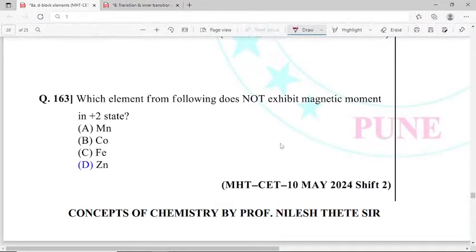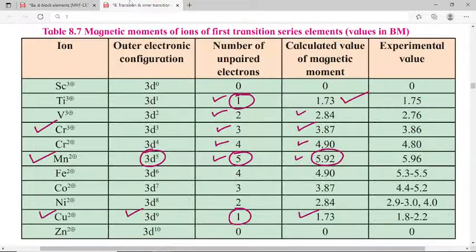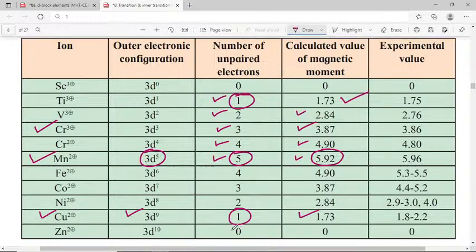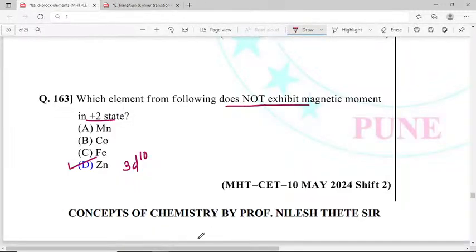Which element from the following does not exhibit a magnetic moment for plus 2? Zinc. Zinc has 3d10 4s2, so there is no unpaired electron and no magnetic moment. 0 unpaired electrons, 0 Bohr magneton value. Are you getting this one? Zn2+ is 3d10.